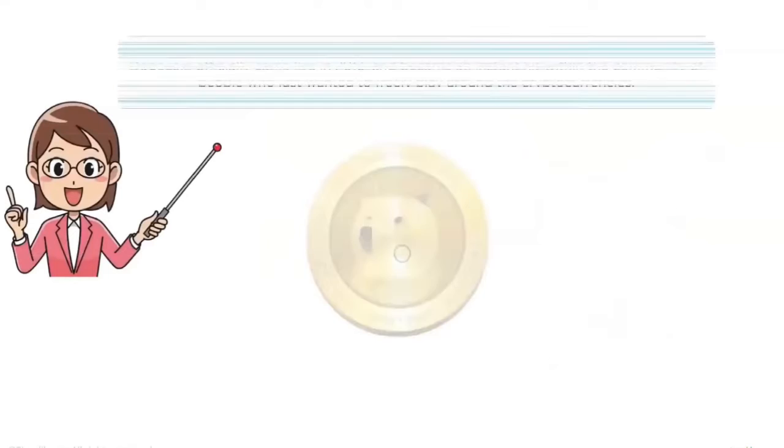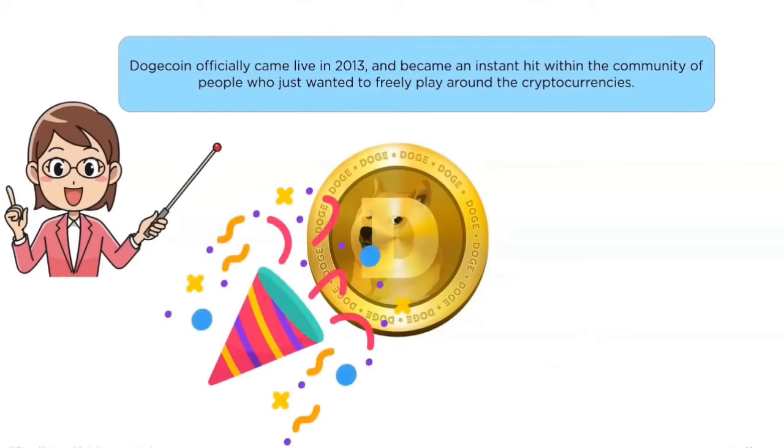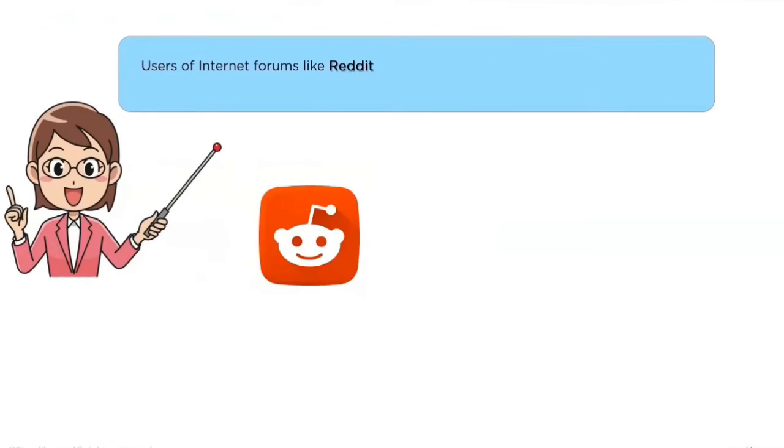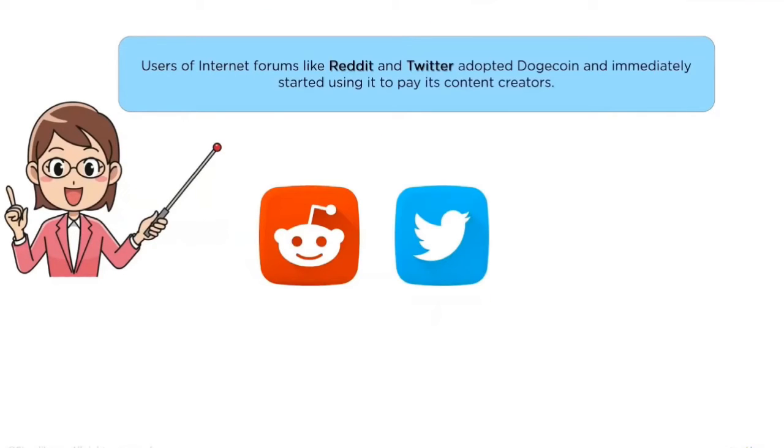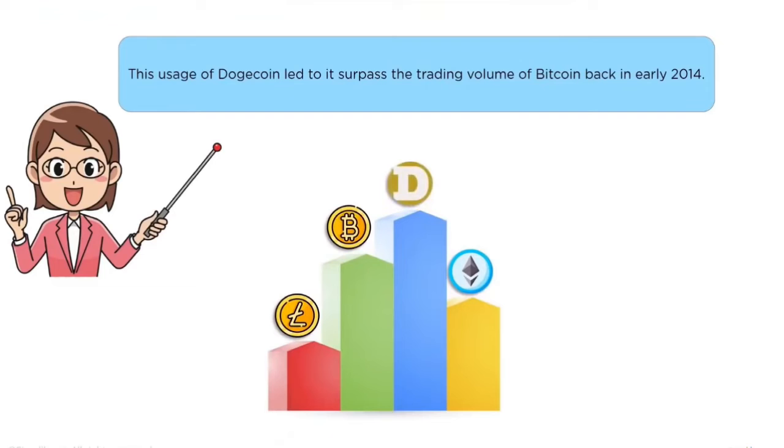Dogecoin officially came live in 2013 and became an instant hit within the community of people who just wanted to play around with the cryptocurrencies freely. As I said earlier, Dogecoin was intended to be a joke for content creators, but they very well received it. Users of internet forums like Reddit and Twitter adopted Dogecoin and started tipping their content creators. This usage of Dogecoin made it surpass the trading value of the other cryptocurrencies, specifically Bitcoin, in 2014.